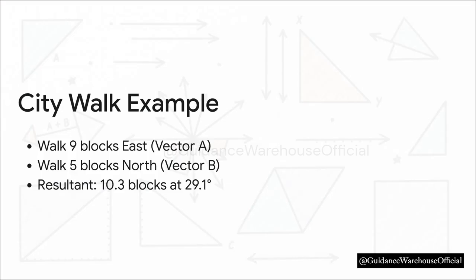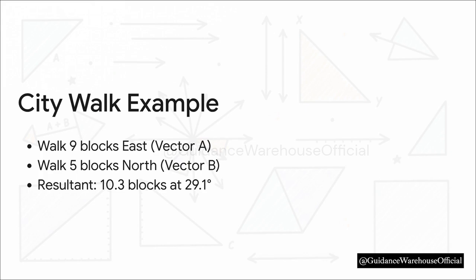Let's make this super concrete with a real-life analogy. Imagine you're navigating a city grid. You walk 9 blocks east. Let's go ahead and call that vector A. Then you turn and walk 5 blocks north. That's vector B. By placing the tail of the north arrow at the head of the east arrow, we've successfully mapped your path. But what is your actual displacement from where you started? Well, we draw our resultant vector straight from the start line to the finish line.